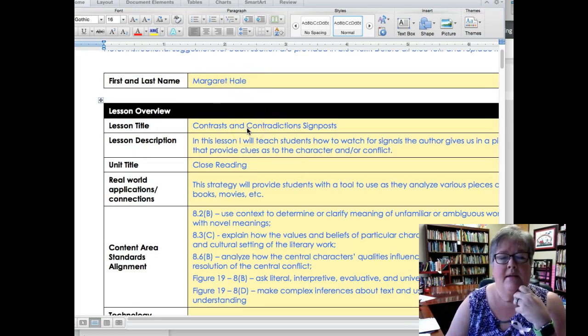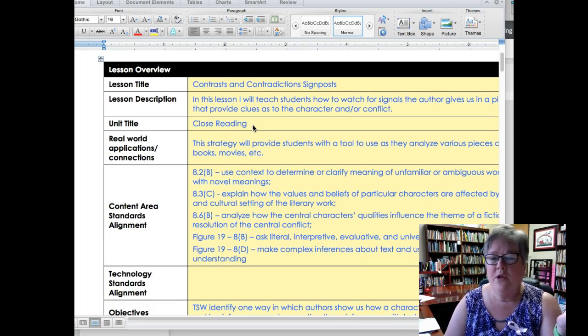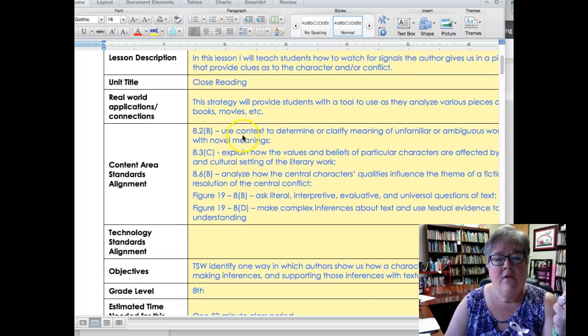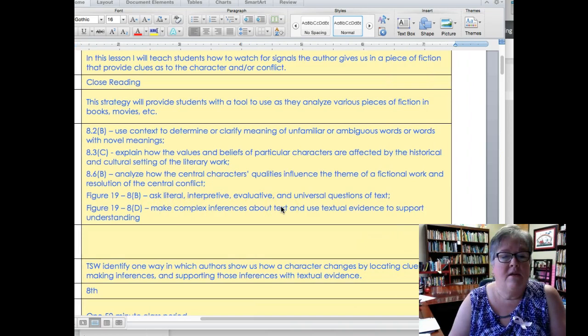Here's my name. The title is Contrasts and Contradictions Signpost. Here's a short description. I titled this unit Close Reading, but for you it's probably going to be something different. Here are the TEKS that I found that align with this particular lesson. I aimed this at an 8th grade class, so mine are grade 8 TEKS. Use context to determine or clarify meaning of unfamiliar or ambiguous words. Explain how the values and beliefs of particular characters are affected by the historical and cultural setting of the literary work. Analyze how the central character's qualities influence the theme of a fictional work.